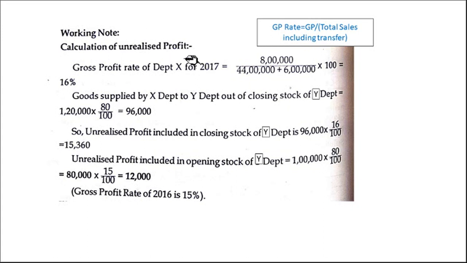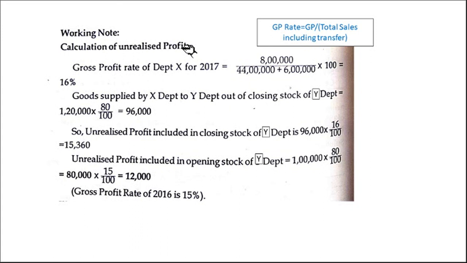So, calculation of unrealized profit. Why are we going to do this? Because in the problem it is clearly given that X department supplies materials to Y department at its usual selling price. So we have to calculate this selling price. So, calculation of unrealized profit.